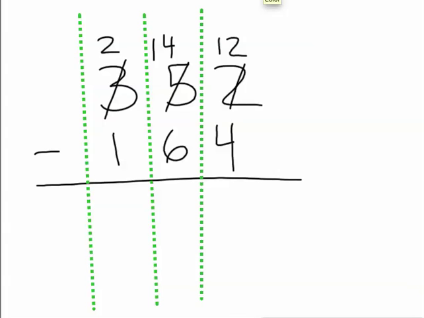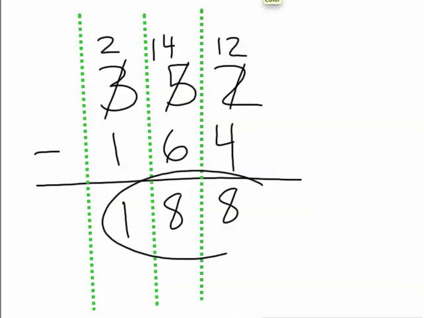So now we can subtract back in the ones place. 12 ones minus 4 ones is 8 ones. 14 tens minus 6 tens is 8 tens. And 2 hundreds minus 1 hundred is 1 hundred. Our final solution is 188.